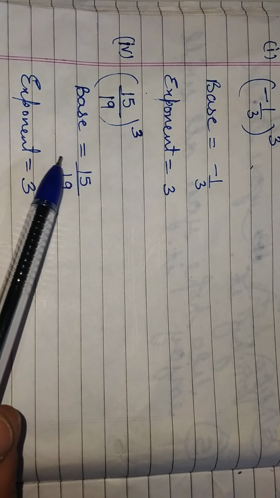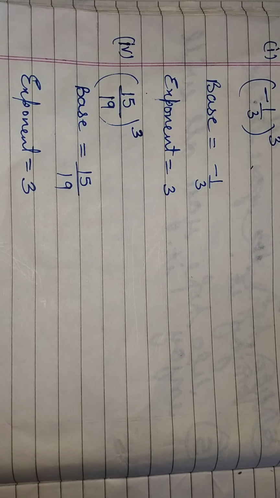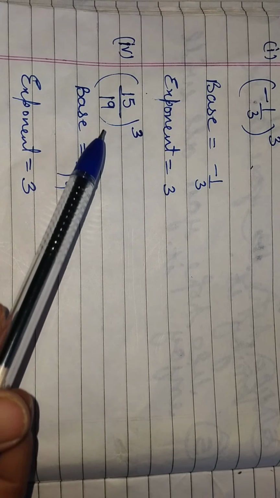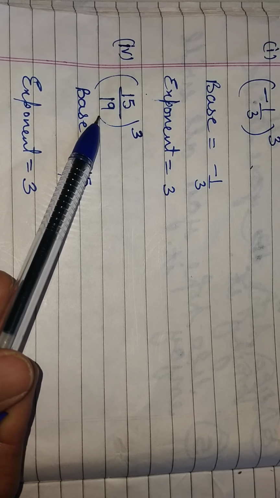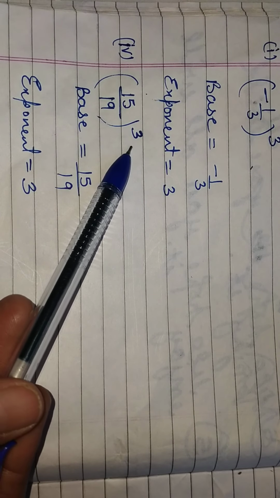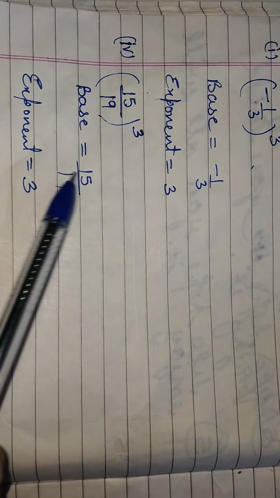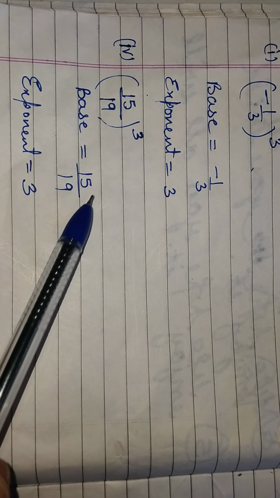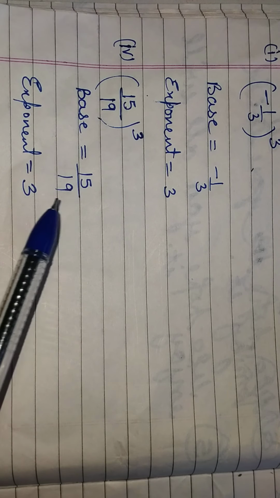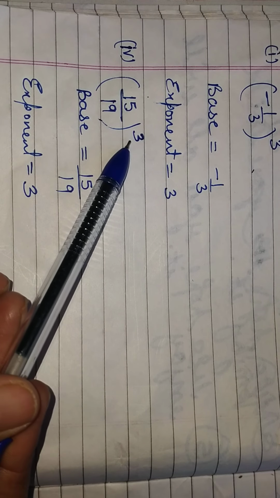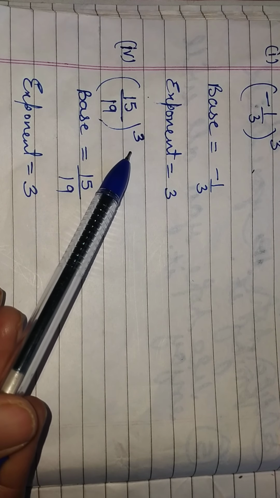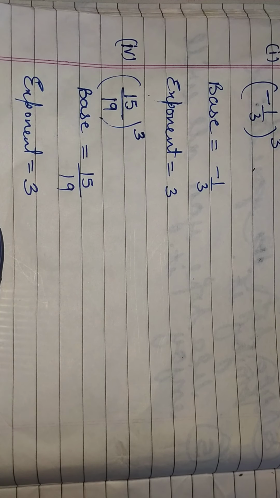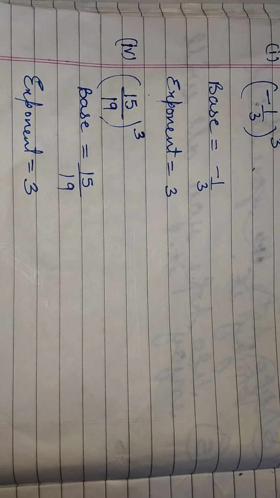Question number 4: although all the parts are the same, you do those parts yourself. 15 upon 19 whole raised to the power 3. Here, whatever is given within the bracket, you will write as the base, and this is the power or exponent. Base is 15 upon 19 and exponent is 3.